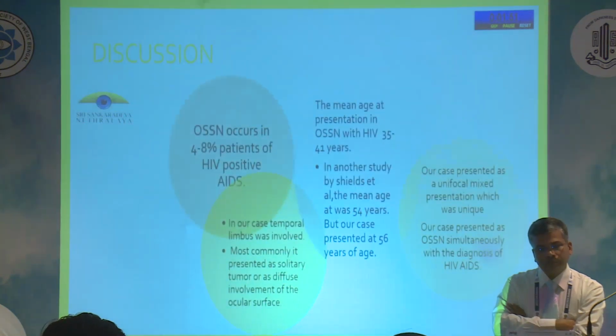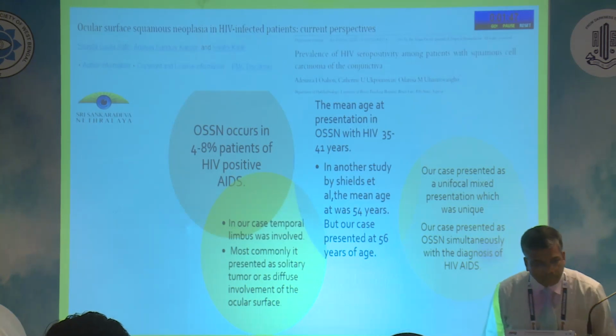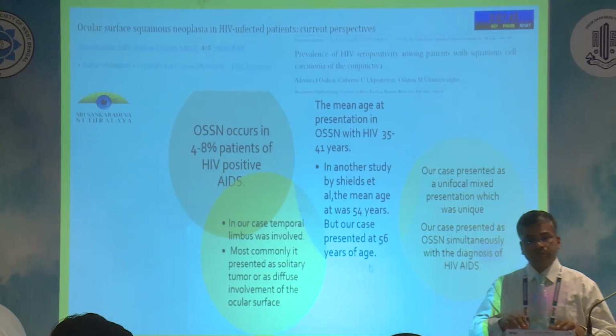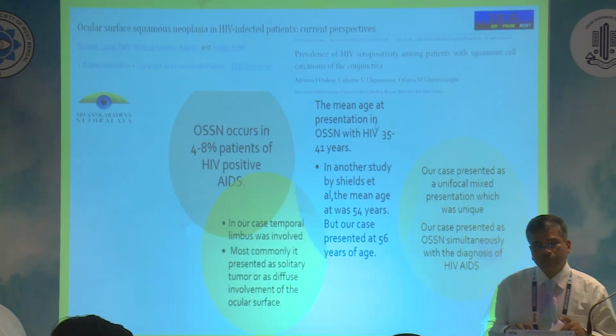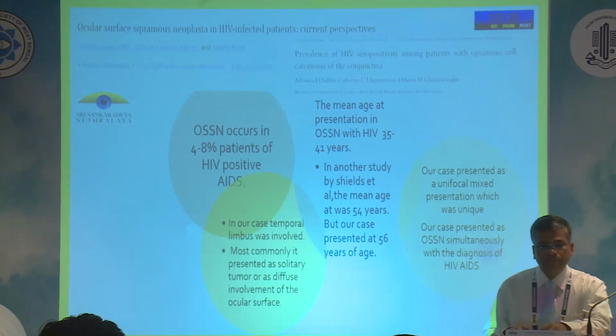Coming to the discussion, in the first case, the patient presented with OSSN and HIV at the age of 56 years. Usually, the age of presentation is around 35 to 41 years, and the incidence is only around 4 to 8%. In our case, the temporal limbus was involved, which is also rare. And the patient had a unifocal presentation; a multifocal presentation is rare.